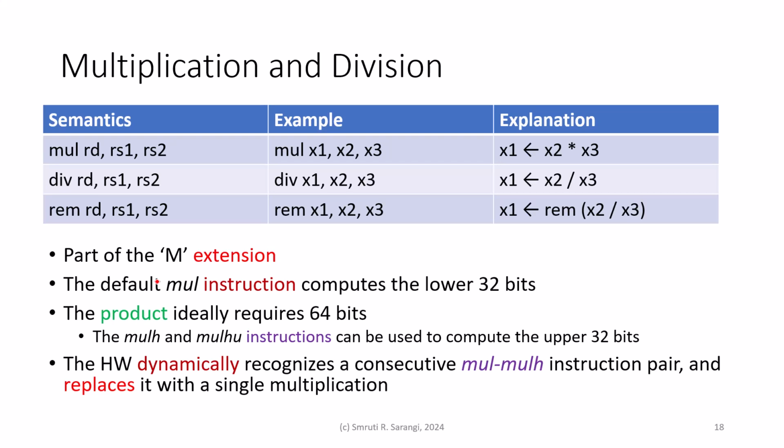So now we will discuss multiplication and division. Multiplication and division broadly follow the same format. So we have mul, div and rem. Mul for multiplication, div for division, rem for remainder. And then again the same destination register. So you multiply x2, x3, result is in x1. x2 divided by x3, result here is in x1 as you can see. And divide x2 by x3, integer division, the remainder is in x1. So this is all integer division.